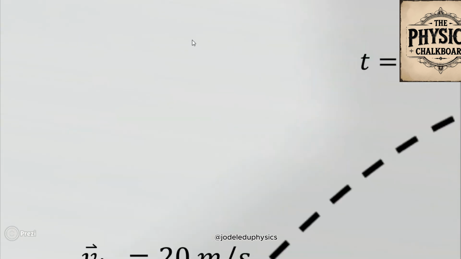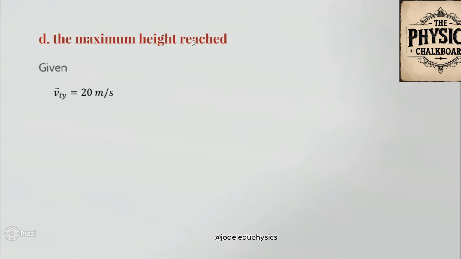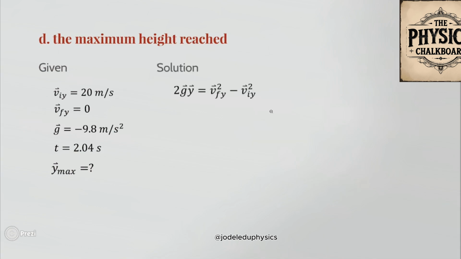We have plenty to work with, so let's list them down. Given the initial vertical velocity of 20 meters per second, final vertical velocity of 0, acceleration due to gravity of negative 9.8 meters per second squared, and time of 2.04 seconds, find the y maximum. Try to figure out which equation you can use. Did you pick this one? Great. This equation gives us the maximum height of 20.41 meters.